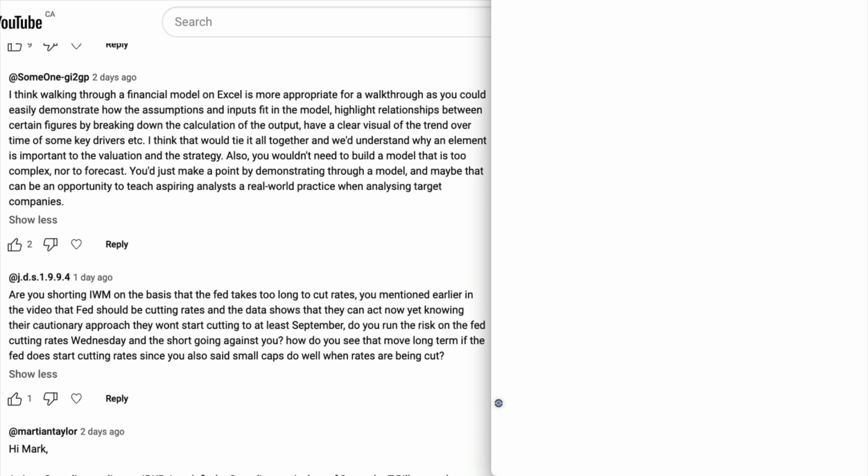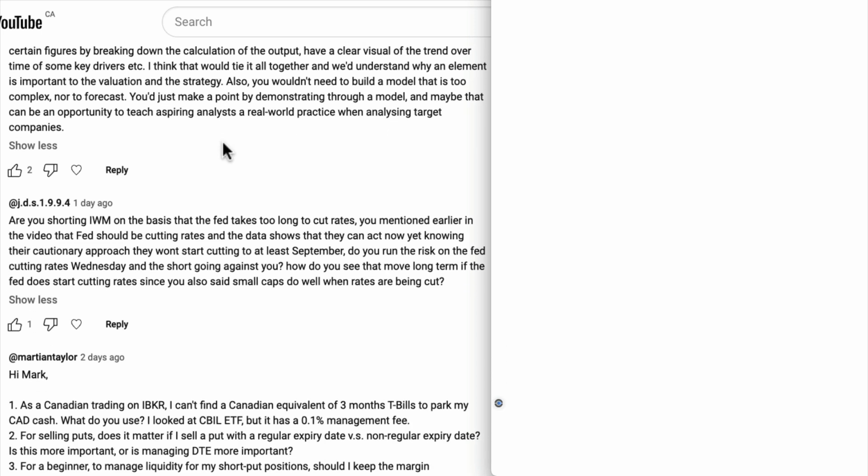You just make a point by demonstrating through a model, and maybe that can be an opportunity to teach aspiring analysts a real-world practice when analyzing target companies. For the new format that I'm doing, I do quite a bit of that. As we go through revenues, as we go through expenses, as we go through assets, I say, well, how would we forecast this? And then I introduce a way that we would forecast this. We would forecast these expenses by increasing it at the rate of inflation plus 300 or 400 basis points, let's say, something like that. So let's get some feedback on the new format, and then I'll iterate from there.